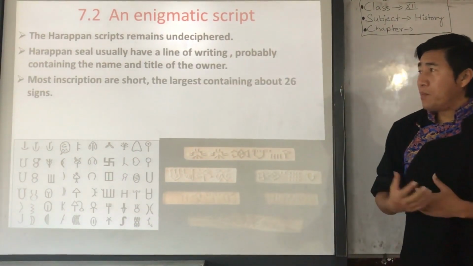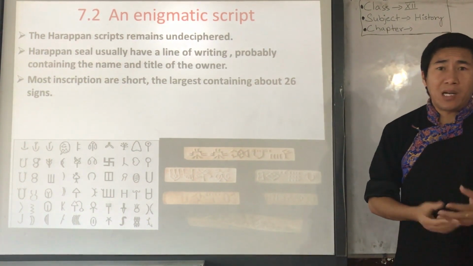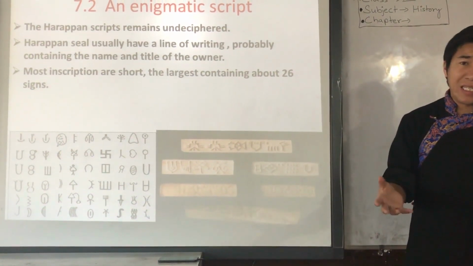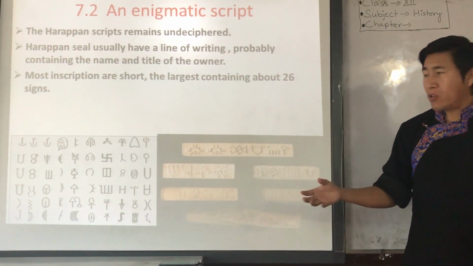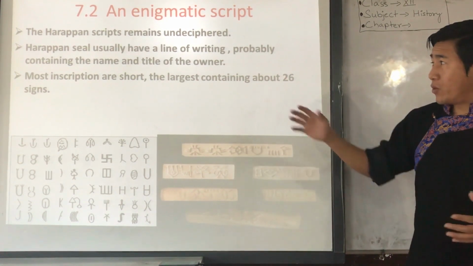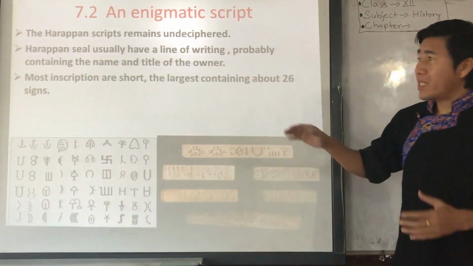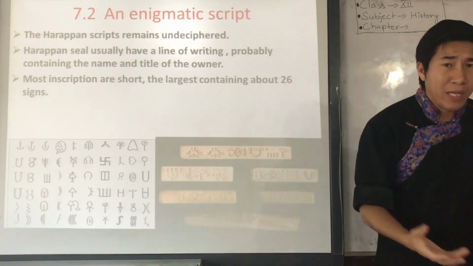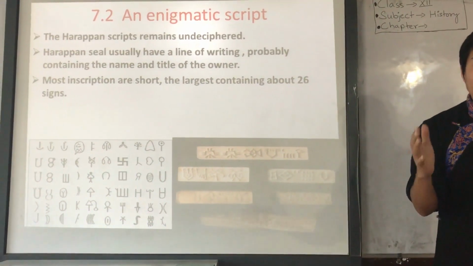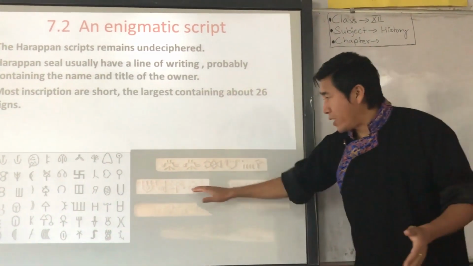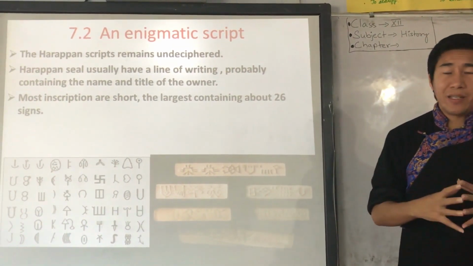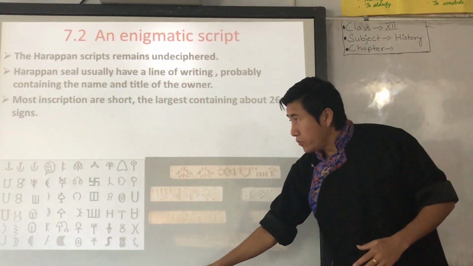And see, most inscriptions found in Harappa are really short, just like that, containing only 5 or 6 signs, or alphabet, you may call it. But the longest Harappan seal that has writing contains 26 signs, or you may call it alphabet or whatever it is. Most of the inscriptions found in Harappa are small, and the longest one contains 26 signs. Got it?